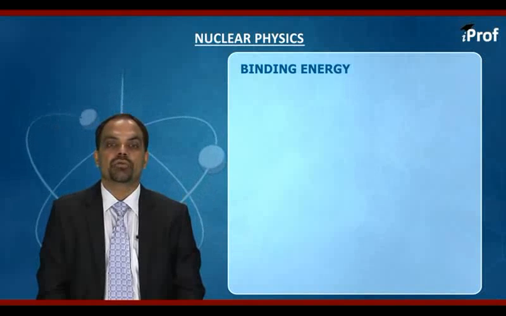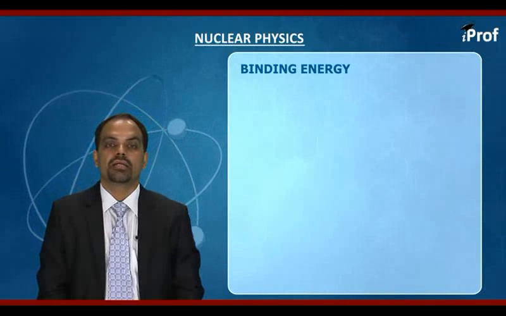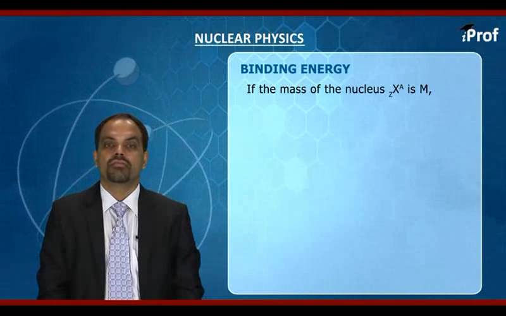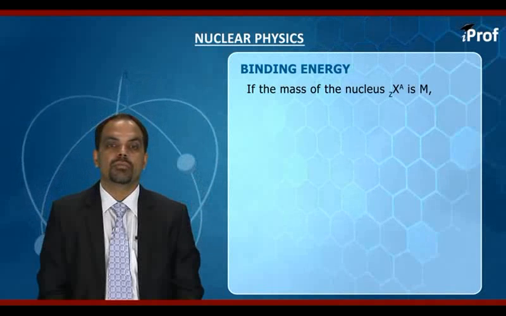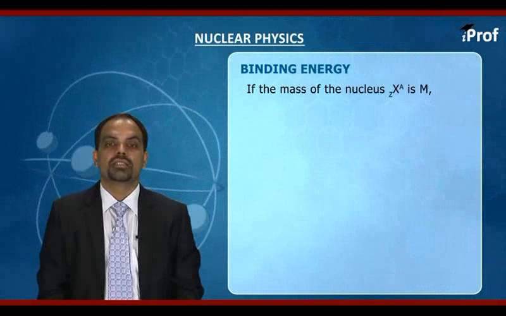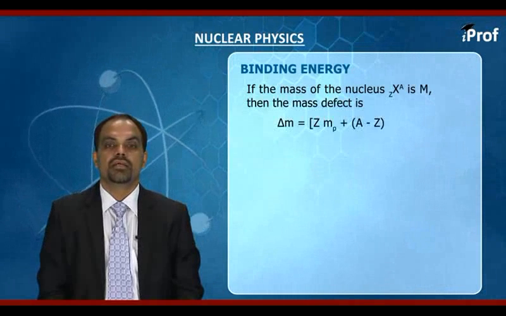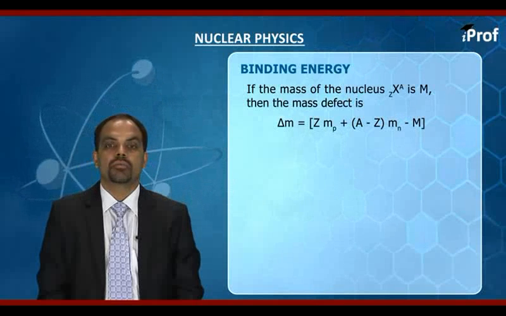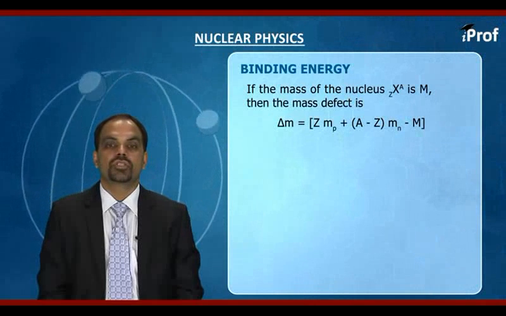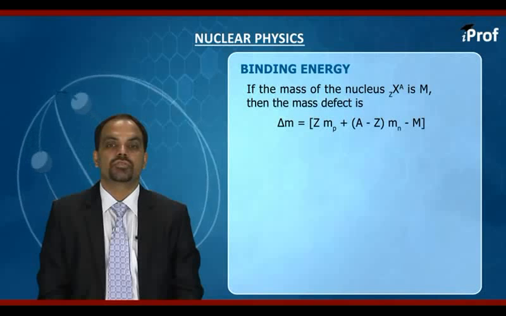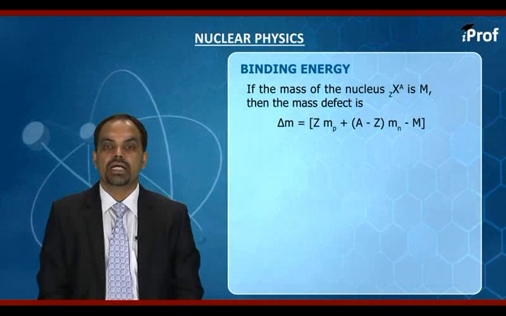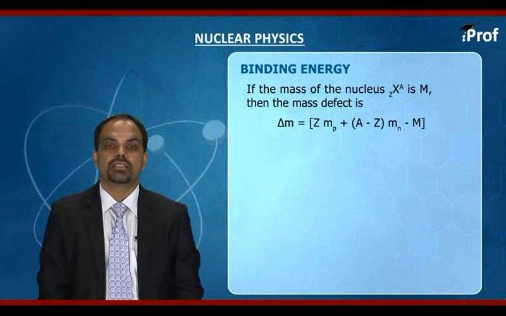Now let's enter into the calculation of binding energy per nucleon and binding energy. Suppose we have a nucleus of element X having mass number A and atomic number Z. Let's say the mass of the nucleus is capital M, and then the mass defect, that is delta m, will be Z times the mass of proton, because the number of protons is the same as the atomic number, plus A minus Z, which is the number of neutrons, multiplied by the mass of neutron. So this is the sum of masses of its constituents minus the mass of the nucleus. This will give me the mass defect.